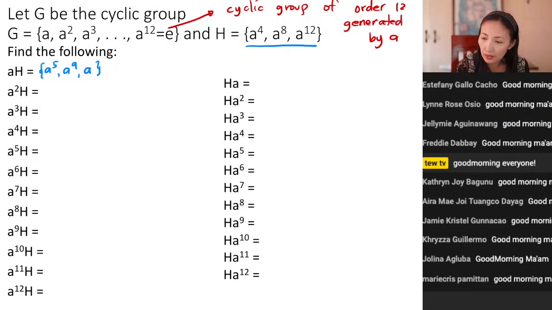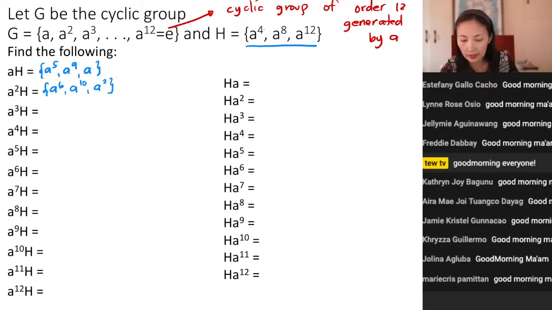Next, how about A squared H? Just the same, multiply each of these elements by A squared. This gives us A to the 6, A to the 10, plus 2 each time, and then A raised to 2.